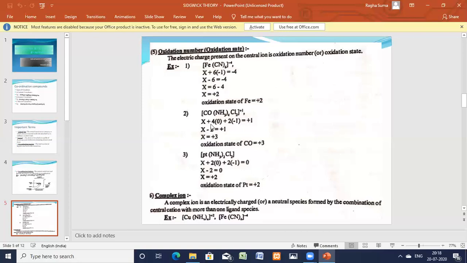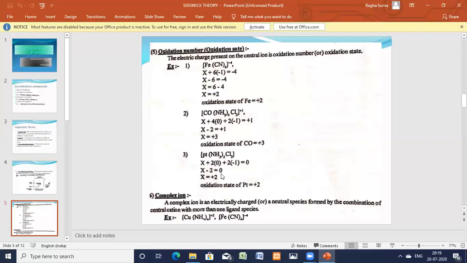So X, here 4 into 0 is again 0, and 2 into -1 is nothing but -2. X minus 2 is equal to +1. Once this -2 goes to the right hand side, you get X is equal to 2 plus 1, which is 3. The cobalt, capital C, small o, has an oxidation state of +3. So we have seen the calculation of the oxidation state of the cobalt as +3. Now let us go for the platinum complex.